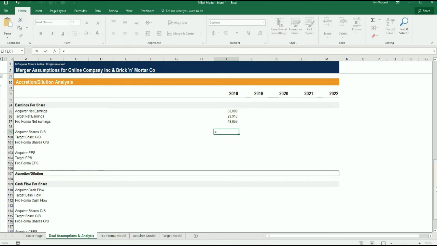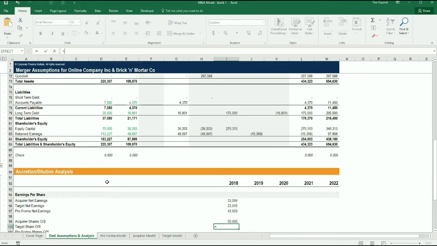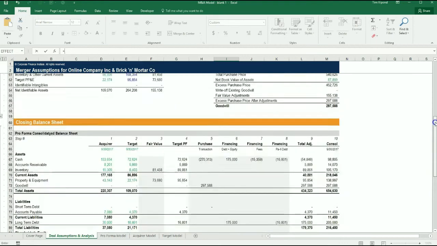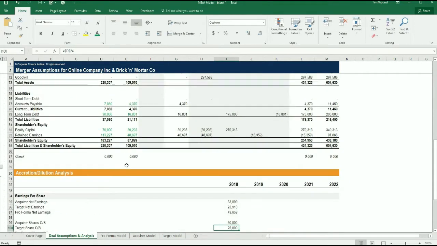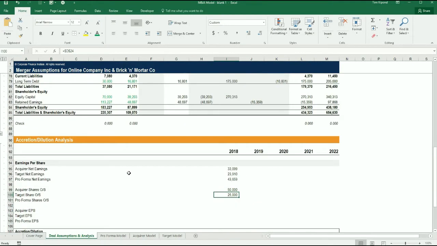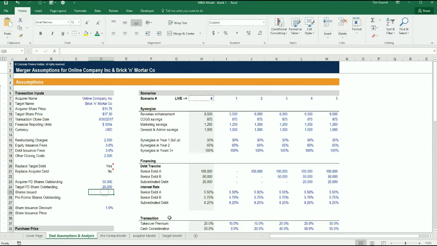So we can start by referring up here to the acquirer's shares outstanding. I'll anchor that with F4. Then we can loop in the target's shares outstanding, anchored with F4. And finally, what we can do is calculate here the number of shares that are issued and the pro forma shares outstanding.